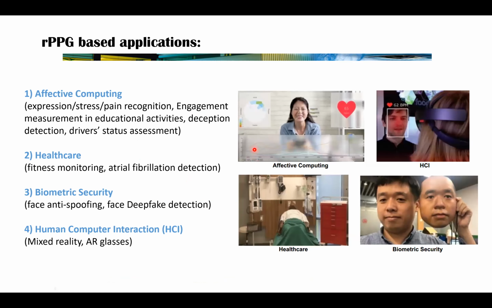According to the applications, we summarize rPPG applications into four folds. The most important application is affective computing. After extracting the rPPG signal, we can apply it to expression recognition, stress recognition, pattern recognition, engagement measurement in educational activities, deception detection, or monitoring the driver status.